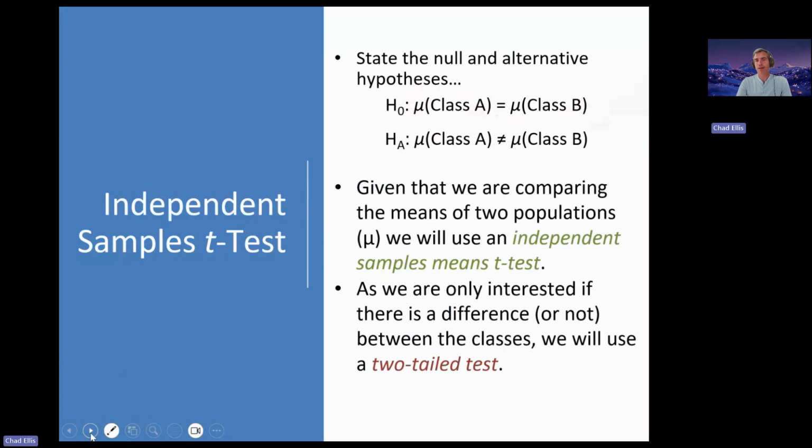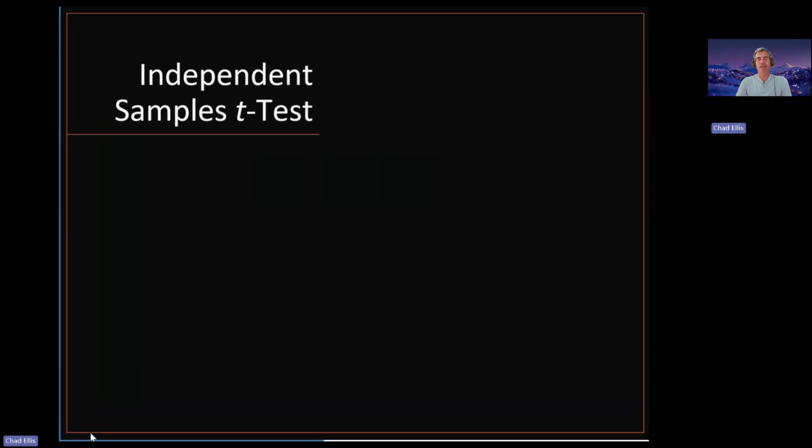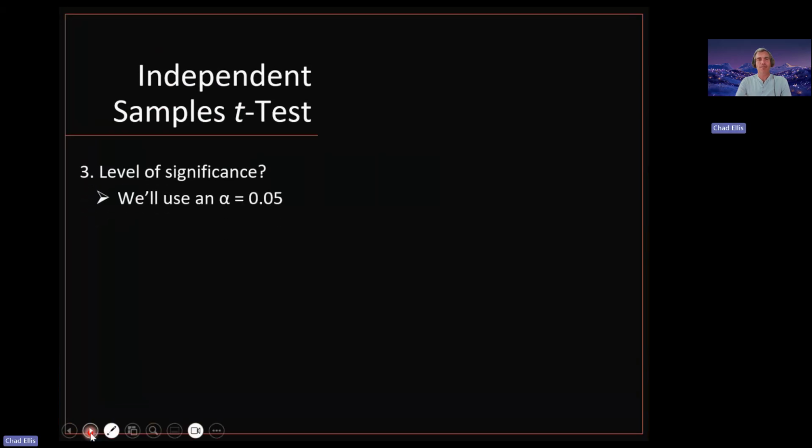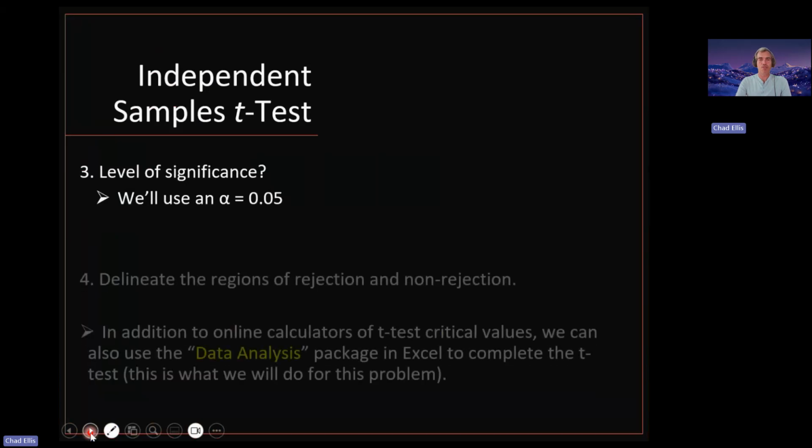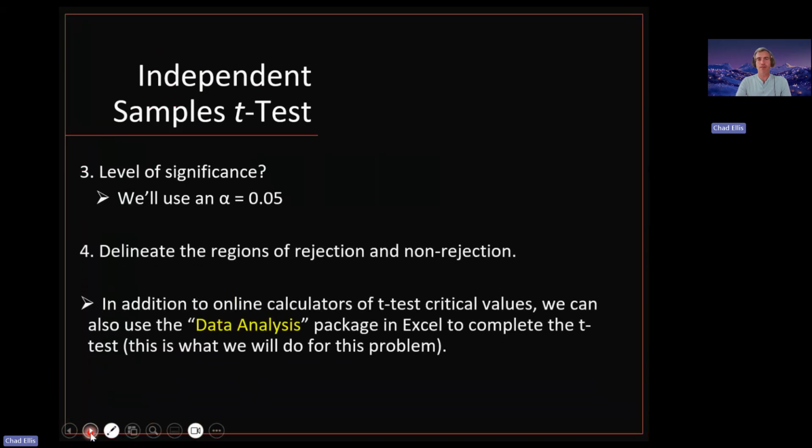So we're doing the independent samples mean test, and we're only interested in whether there's a difference between these two samples. So we're doing a two-tailed test, not a one-tailed test. So let's again set our alpha value to 0.05. We can set it to 0.1 or 0.01 if we want to, but let's again just use the 0.05. Then we're going to have to delineate the regions of rejection and non-rejection like we did in the previous example.